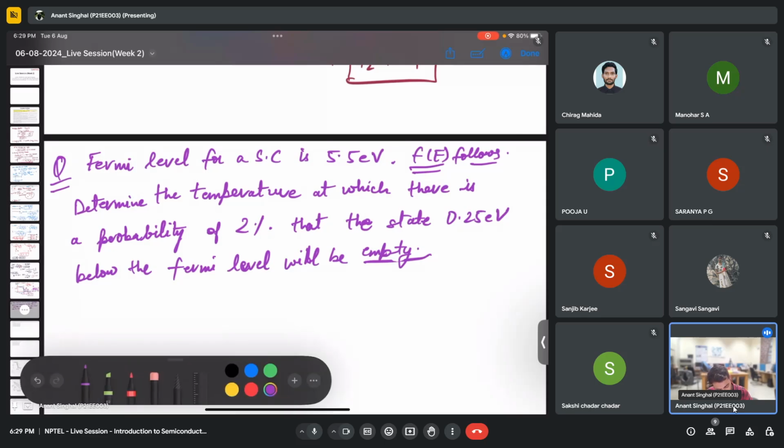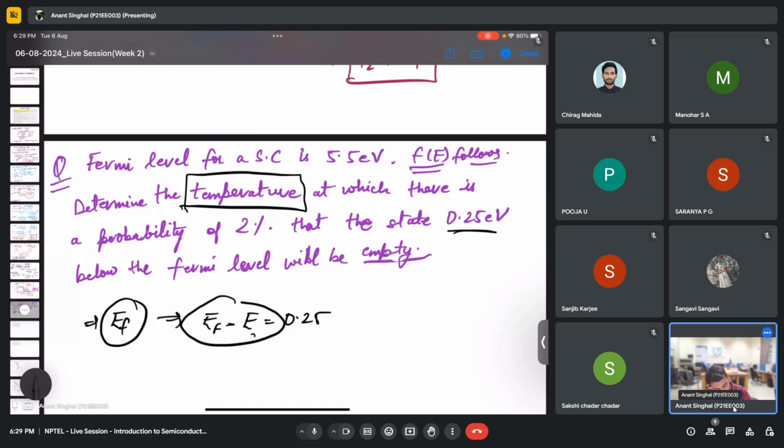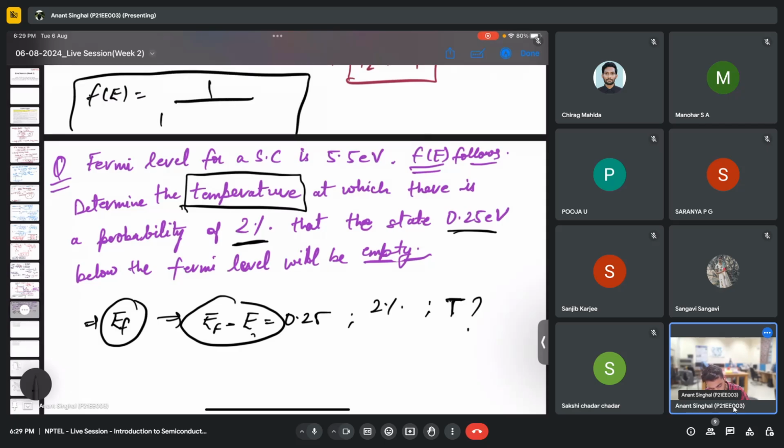So what is the question? You need to determine the temperature. I have already given you the Fermi level. I've already given you the change in the state, that it is 0.25 below the Fermi level. So let's say this is the energy, 0.25 below the Fermi level, and the probability that it is empty is 2%. So you need to find the temperature. You have everything. It will be solved using again the Fermi-Dirac formula only, which I'll write here for your ease. Yeah, this is the problem.